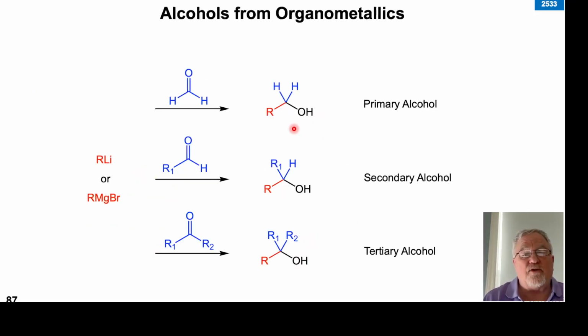We can get alcohols from aldehydes and ketones. Take a look at the mechanism, and this will help explain it. So remember, these are going to attack the carbonyl carbons of each of these, forming a new carbon-carbon bond. If we use formaldehyde, we get a primary alcohol. If we use another type of aldehyde besides formaldehyde, we get a secondary alcohol. And if we use a ketone instead of an aldehyde, we now form a new carbon-carbon bond, that's this one, and we get a tertiary alcohol.